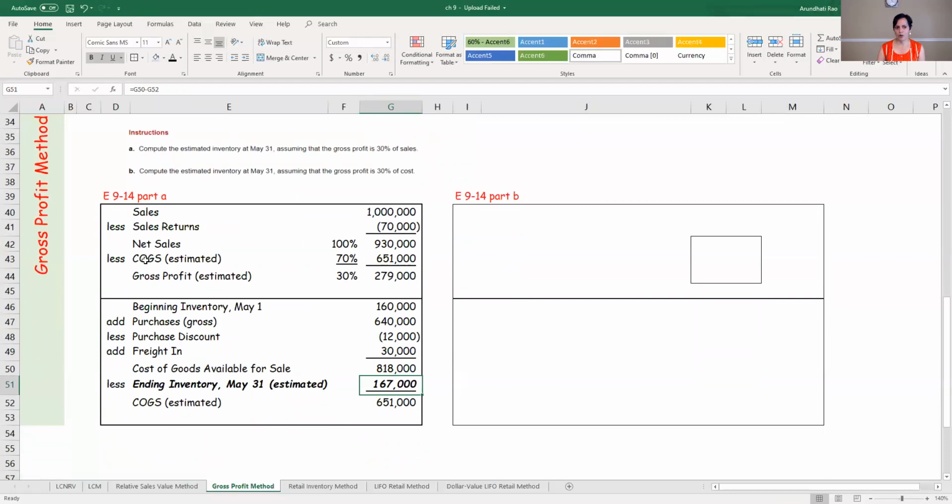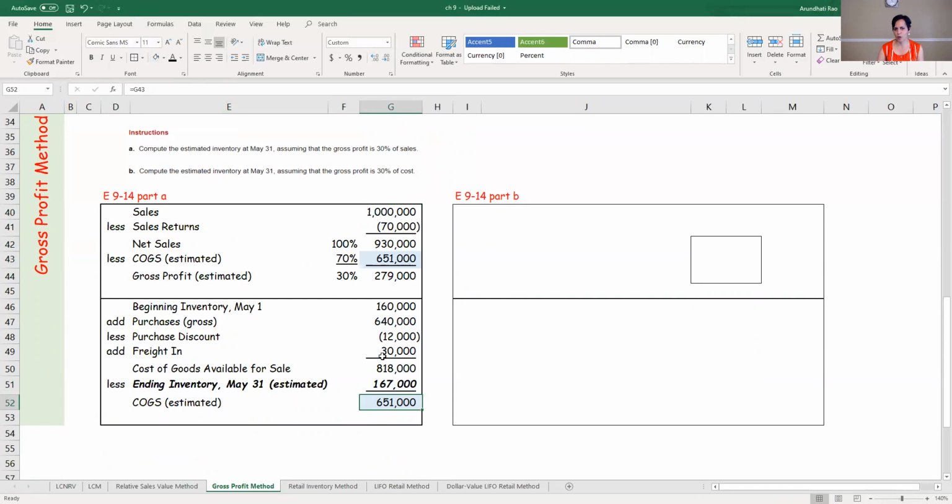Net sales minus cost of goods sold gives us gross profit. What I know definitely is my net sales. I know that based on past trend, gross profit is going to be 30%, which means cost of goods sold is going to be 70%. I estimated this number over here at 651, and that's a number I bring down over here in order to estimate my ending inventory.